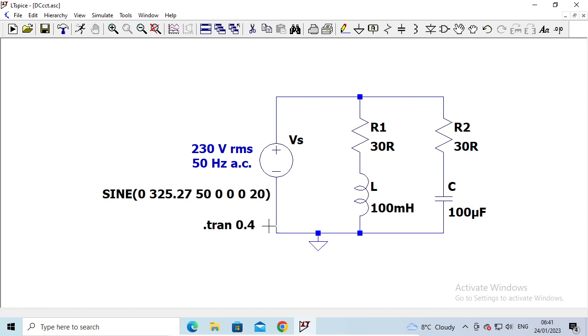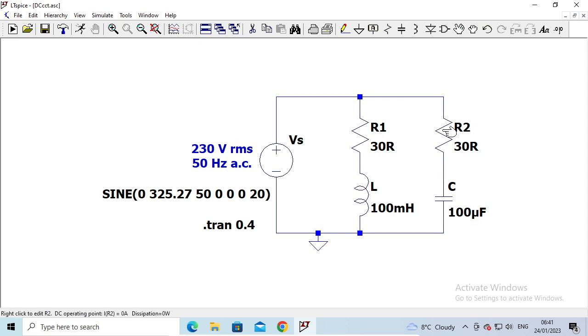We're going to be conducting a transient analysis. There are several other types of analysis you could use here, like DC operating point, but I'm just going to use the transient analysis, and we're going to expect to see possibly a little bit of a transient at the beginning before it settles into steady state behavior. The two branches then are a resistor and a 100 millihenry inductor, and a resistor and a 100 microfarad capacitor.